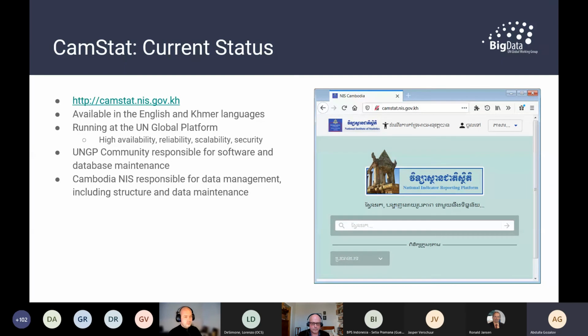And the Cambodia National Institute of Statistics can concentrate on its core competencies of data management, data maintenance. This is what nobody else can do except themselves, and this is what they can focus on. So this whole layer of complexity is taken out of the equation by running the software at UNGP. And I think my 30 seconds is up.